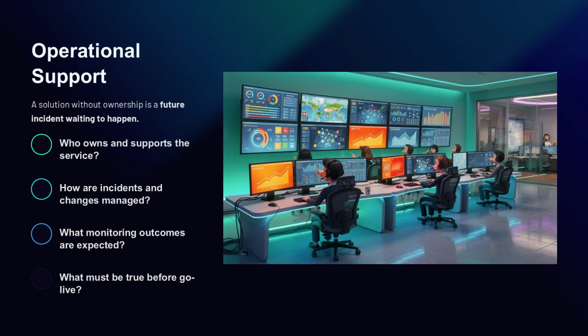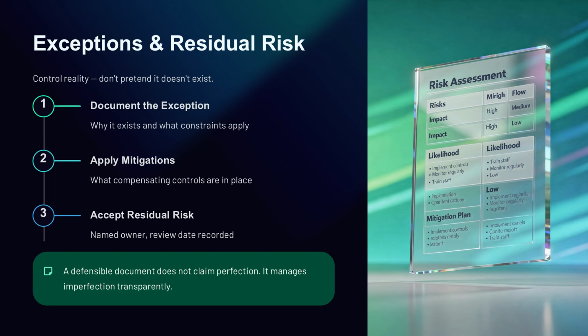and operations inherits chaos. With operations covered, you now use the document to control reality rather than pretending reality does not exist. If the solution cannot meet a standard due to constraints, you document the exception, why it exists, what mitigations apply, who accepts residual risk, and when it will be reviewed. This protects the enterprise by making risk explicit, and it protects delivery teams by giving them a legitimate pathway rather than forcing hidden workarounds. A defensible document does not claim perfection.